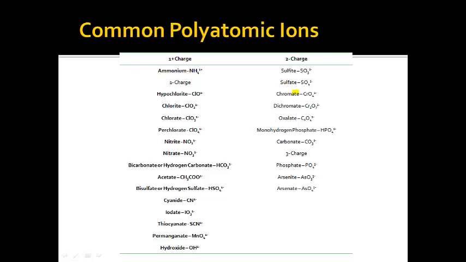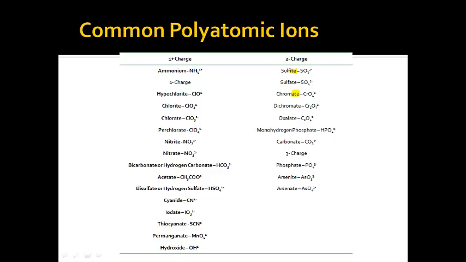The first thing you'll notice, if I look at chromate, for example, over on the right hand side with a -2 charge, is that chromate, like many polyatomics, ends in ATE. The ATE ending is a surefire way to recognize a polyatomic. The other thing we can look for is an ITE ending, such as sulfite. If we see those endings, we can be sure that we're looking at a polyatomic.